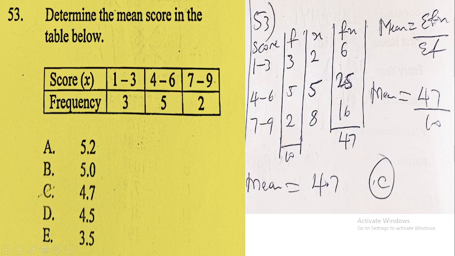Then we have to sum it together. That will give us 47 divided by summation f. Divided by 10, that gives us 47 divided by 10, that gives us 4.7. So option C is the correct option in there for the question.